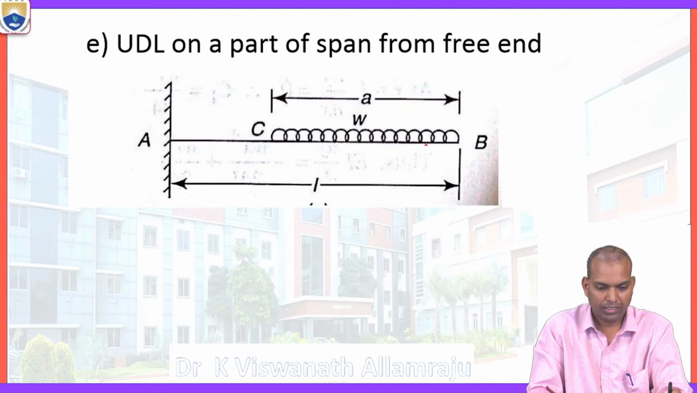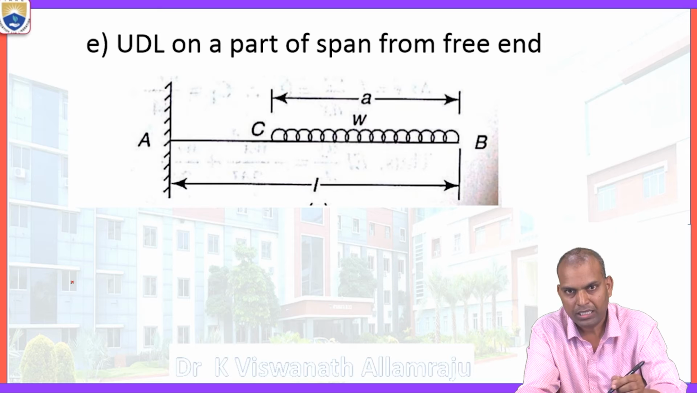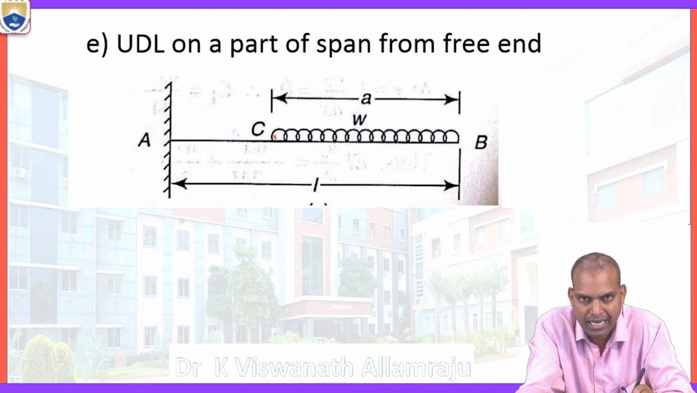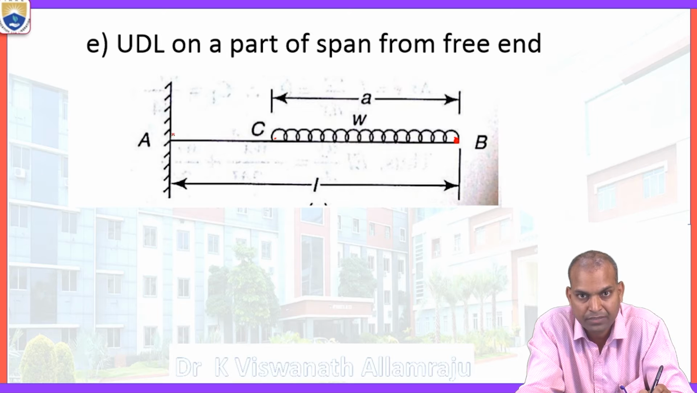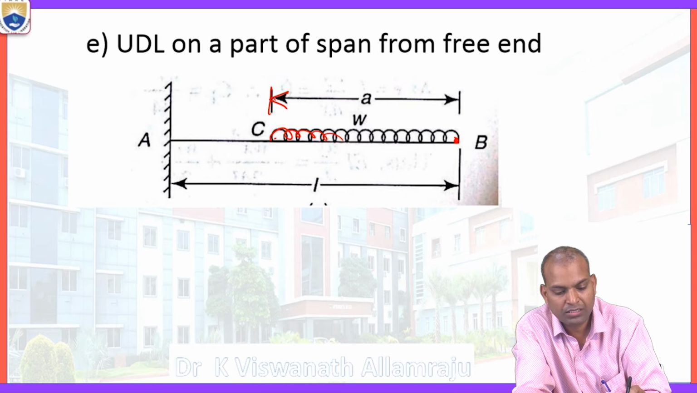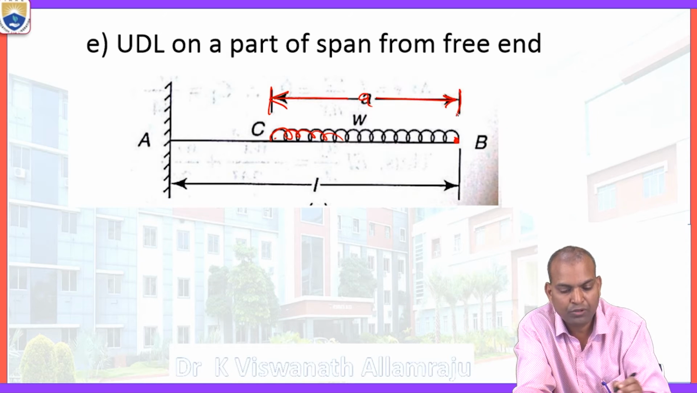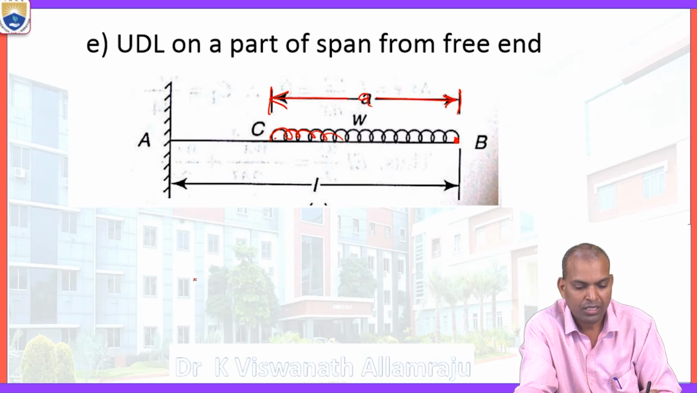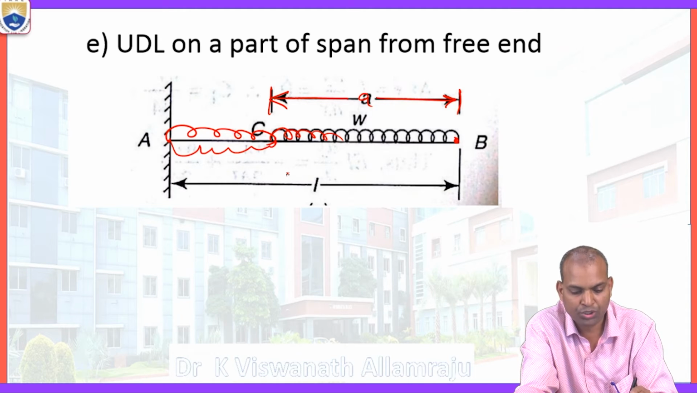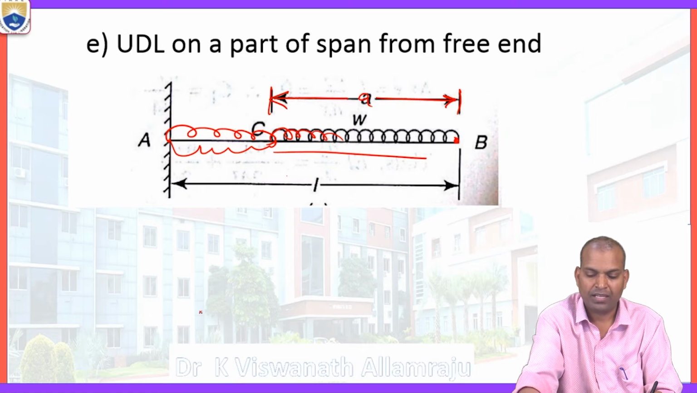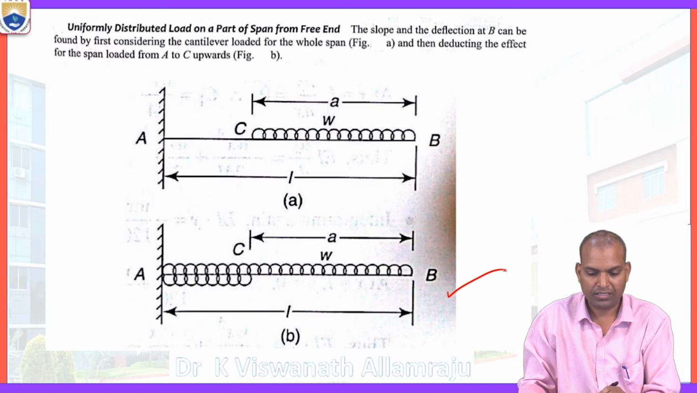Now, next case. In this case, the UDL is acting from the free end. Before, the UDL acted from the fixed support. Now the UDL acts from the free end, at a distance of a. This is the peculiar case. How to calculate? We will consider the load throughout the span, and then subtract this portion. Then we will get it. Let us see here.